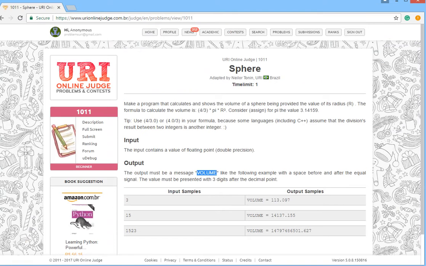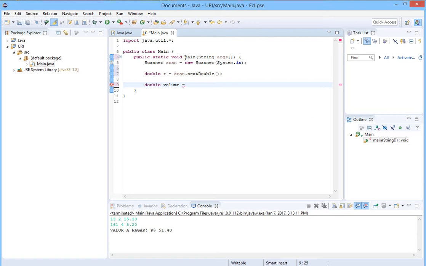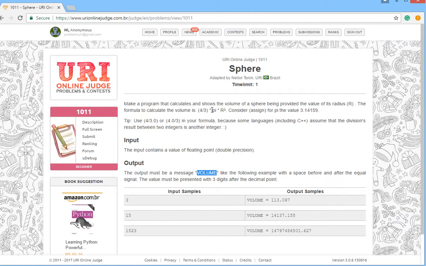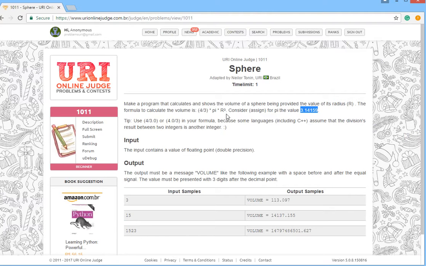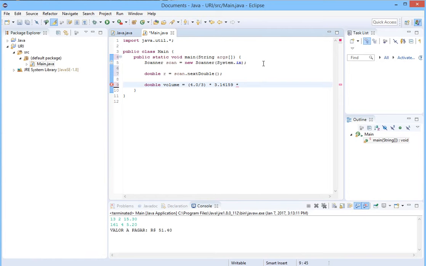Okay, here we have the formula, for 4 we will give it 4.0 over 3, multiply by pi, and we have the value of pi, which is this one. Exactly, copy this number, paste it here, and then multiply by r to the power of 3. Our input to the power of 3, we'll multiply it 3 times by itself. Okay, here it is. Everything is ready, just print it out.